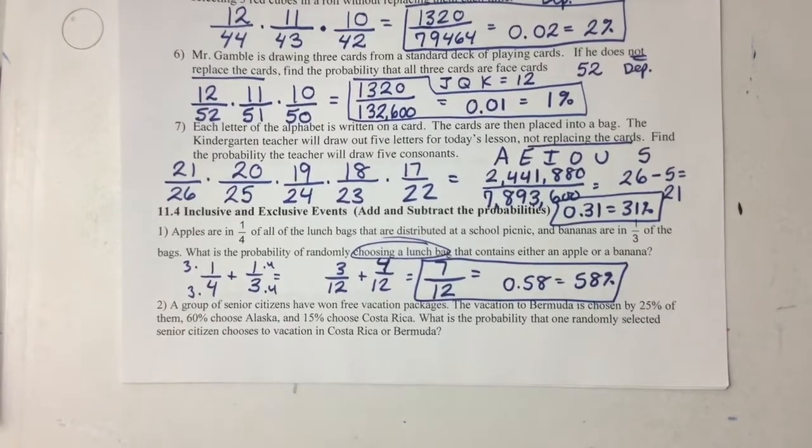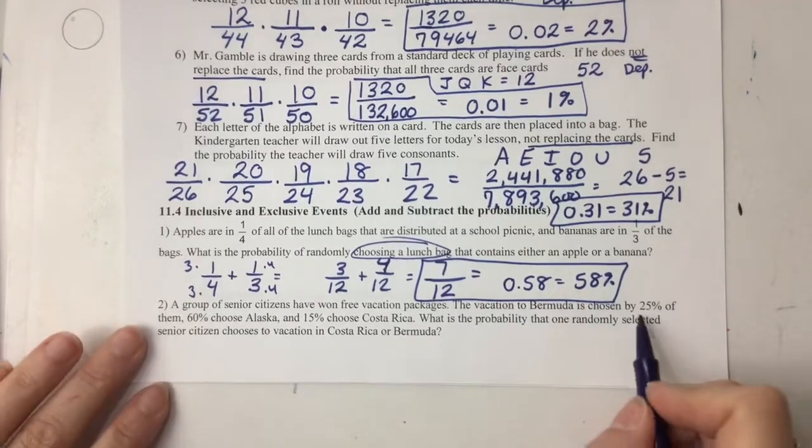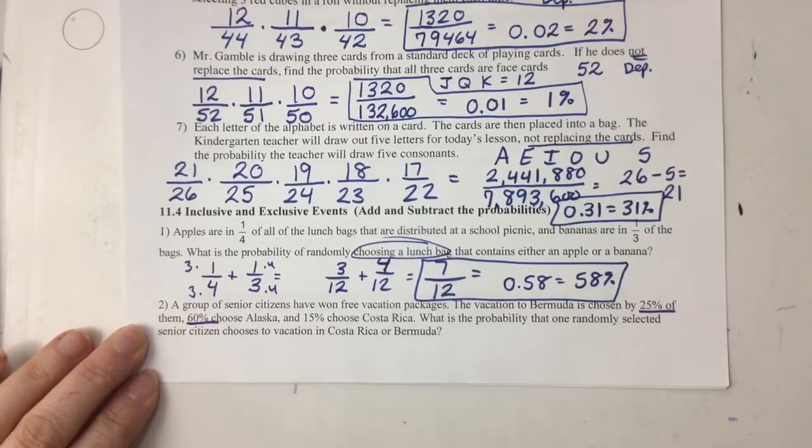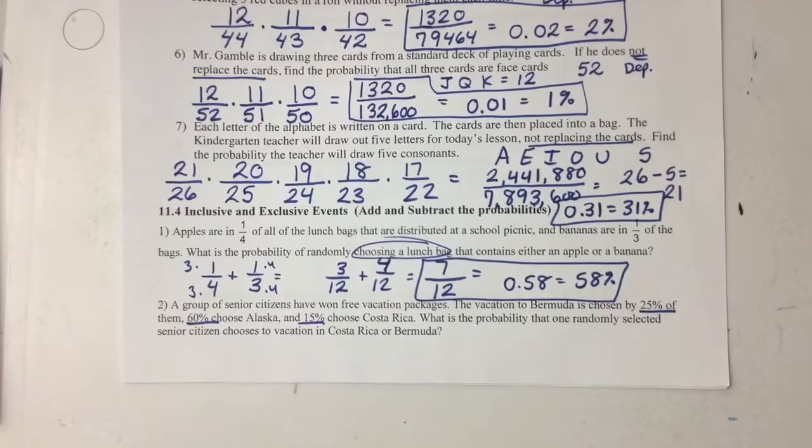Okay, here's another one. A group of senior citizens have won free vacation packages. The vacation to Bermuda is chosen by 25% of the senior citizens. 60% are going to Alaska, and 15% chose Costa Rica. What is the probability that one randomly selected senior citizen chose to vacation in Costa Rica or Bermuda? Okay, again, this is exclusive events. You can't choose to go to more than one. You're choosing either Alaska or Costa Rica or Bermuda.